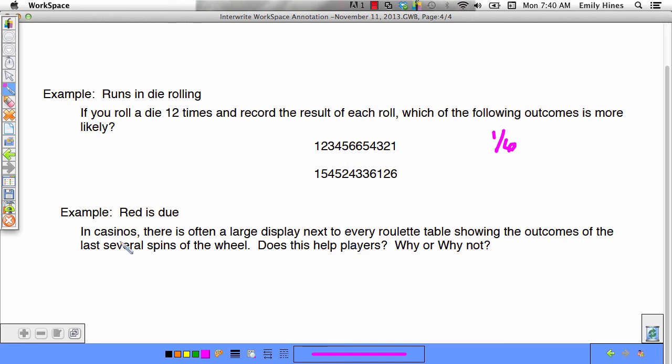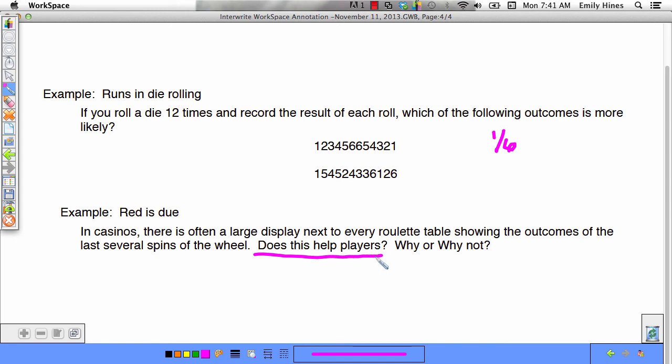Okay. In casinos, there is often a large display next to every roulette table showing the outcomes of the last several spins of the wheel. Does this help players? Again, we want to think that this plays into the law of averages. If red has happened a bunch, then I may think, oh, well, I'm going to bet on black because black is due. There is no such thing as something being due when it comes to probability. Red has just as much chance of occurring as black does. So this actually doesn't help players.